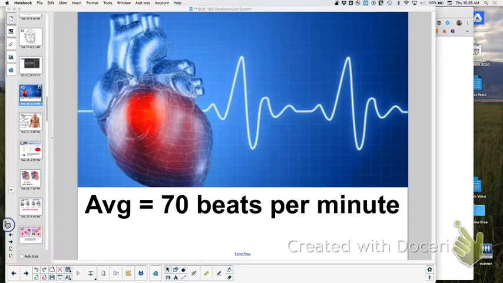Okay, which of the three vessels is the most muscular? I only had like 3 people tell me the answer. What do you think it is? Arteries. Why? Because arteries go away from the heart. So they have to withstand the pressure of the heart, right?